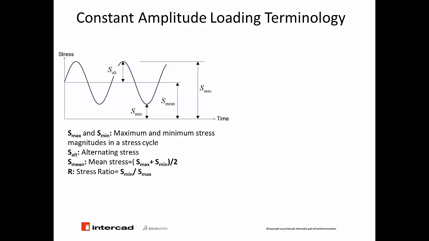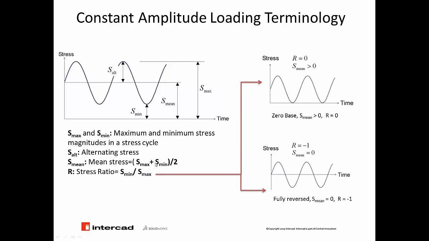Now, this general presentation of constant amplitude loading history could be more specific if, for example, the stress ratio is 0 and S-mean is more than 0. That is called zero base. Or basically, we have top stress plus, minimum stress 0. That is one type of stress fluctuation we might have.